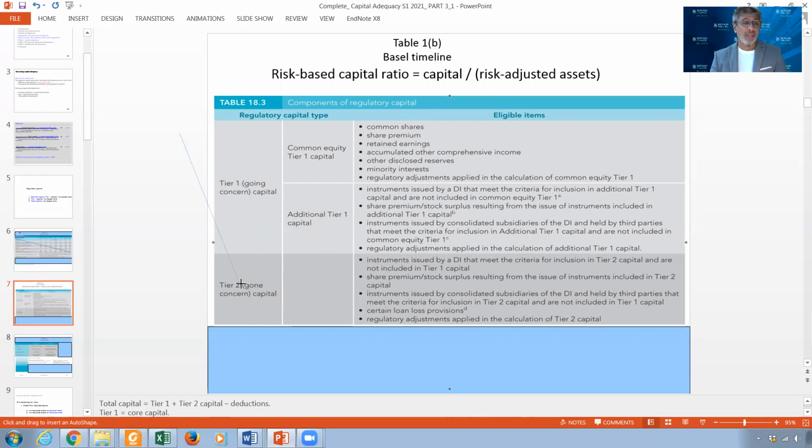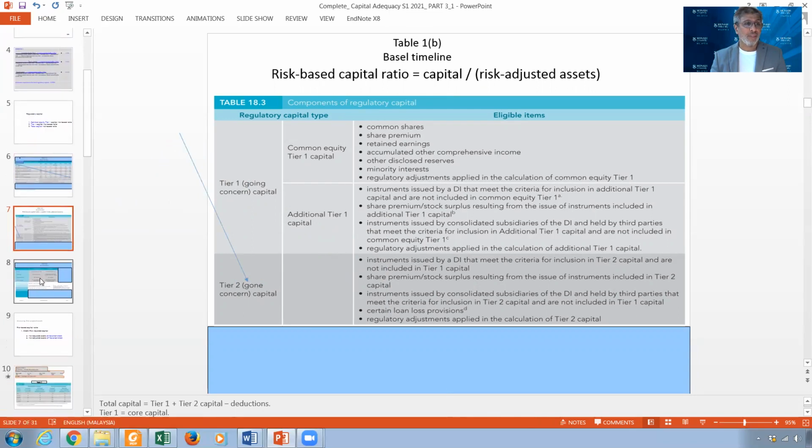Now somebody would say, where is the total capital? Tier 1 plus tier 2 equals the total capital. Basel didn't mention total capital actually, but they mention it here in the previous slides. But when we come to the breakdown of the capitals, we are talking about tier 1 and tier 2, and tier 1 and tier 2 is actually the total capital.